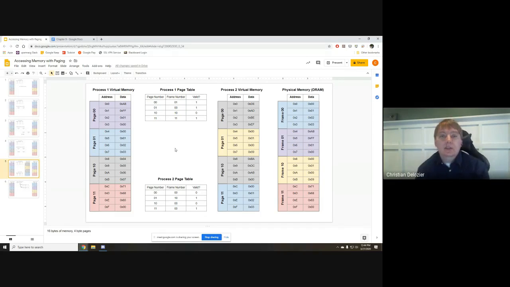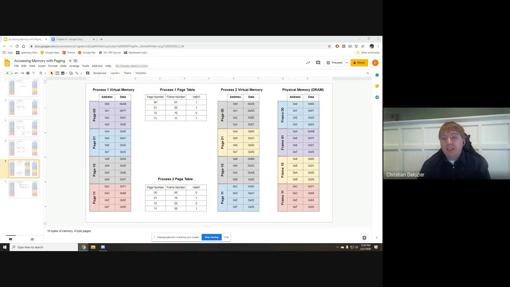So now if we have two processes, they each have their own virtual memory. Again, this is the big benefit of virtual memory versus not having virtual memory. Every process gets to think that they have all of the memory in this system. So you can access memory as if you own all of it, as long as you've told the OS that you want to possibly use that memory.